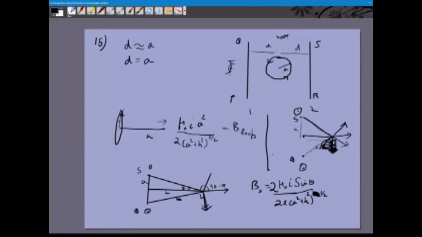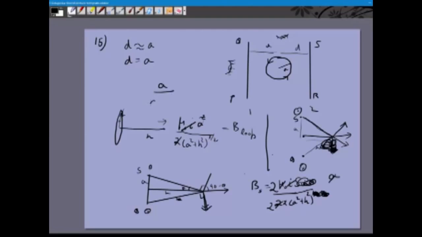Right. And now here, sine theta can be written as A by root of A square plus H square. So you just get A by A square plus H square. Right. Now these two things have to be equal. So we can just equate them. Mu naught I and mu naught I will cancel, and this 2 will cancel with this 2. And what we are left with is, we need to find the relation between H and A.